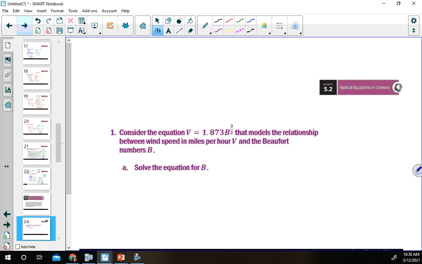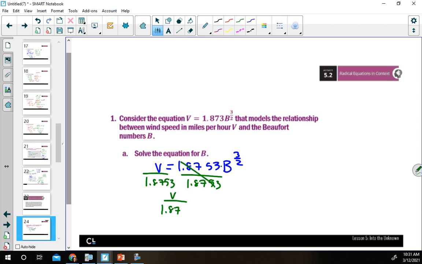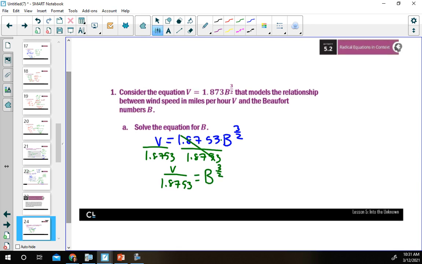So consider the equation that it's representing. V stands for wind speed in miles per hour, and B is the Beaufort number. It says solve the equation for V. So we need to manipulate this to get V by itself. If I work outside in, I need to get rid of this 1.8753. It is being multiplied, so I'm going to divide to get rid of it. So I have V over 1.8753 is equal to B to the 3 over 2. So that is an exponent. How do I get rid of that exponent then?